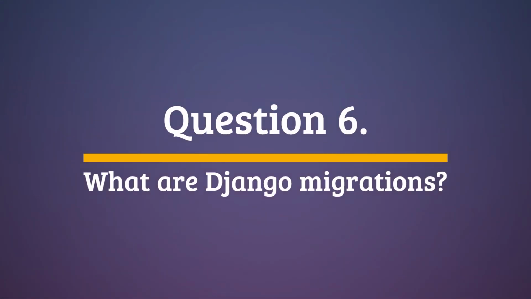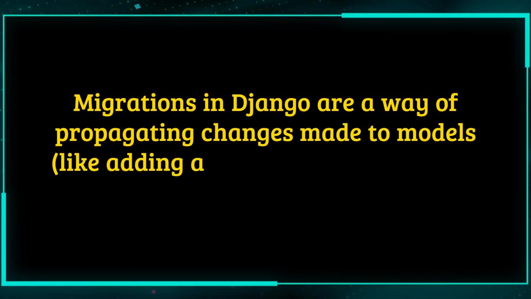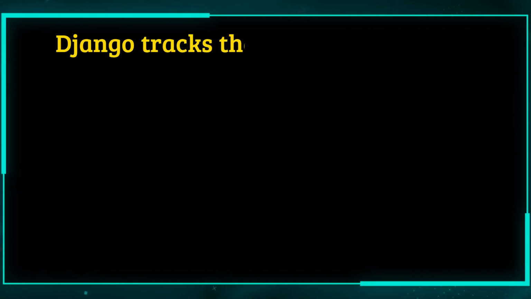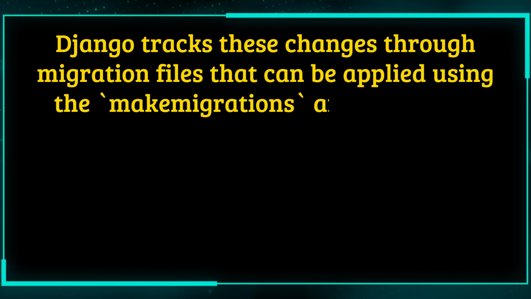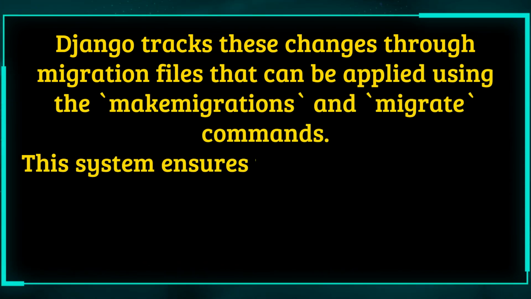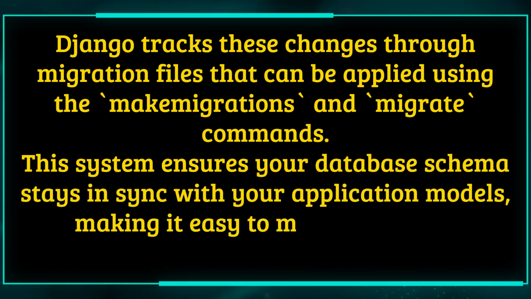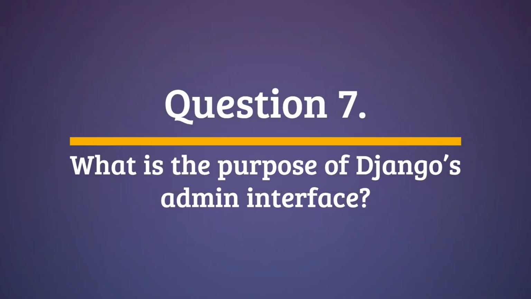Question 6. What are Django migrations? Answer. Migrations in Django are a way of propagating changes made to models, like adding a field or deleting a table, into the database schema. Django tracks these changes through migration files that can be applied using the makemigrations and migrate commands. This system ensures your database schema stays in sync with your application models, making it easy to manage version control and deployment.